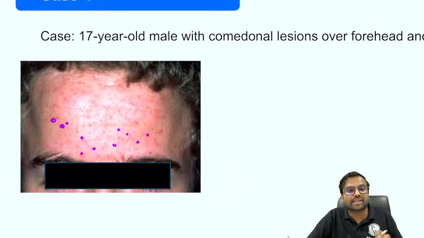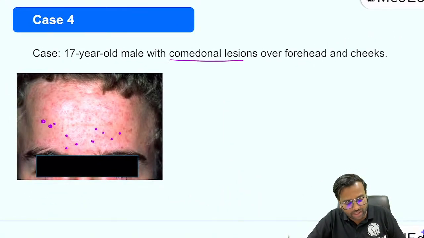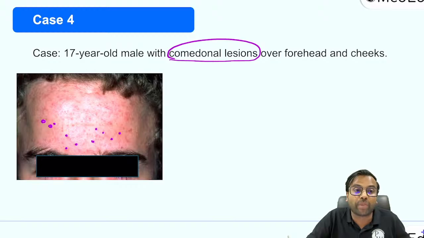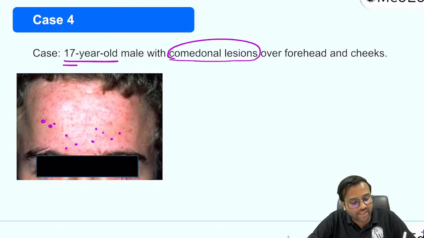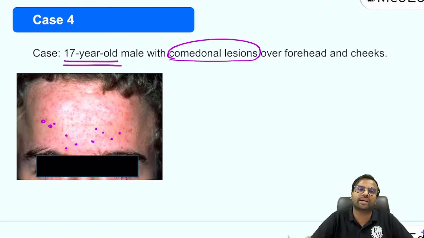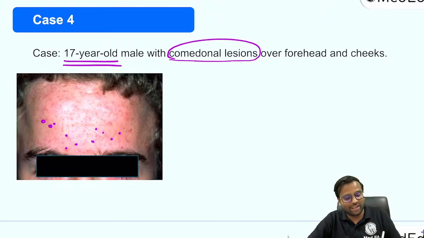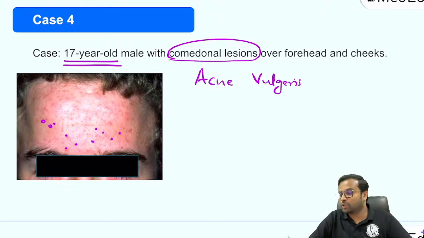Now in the question itself, it is mentioned that these lesions are called comedonal lesions. Now what are these? And you have one more clue here that this is an adolescent or teenager, and in teenagers you can see these comedonal lesions over the forehead and cheeks. Very good. It is going to be acne vulgaris. So you got it right, but I can only call you a spam, isn't it? Your name is shown as spam.